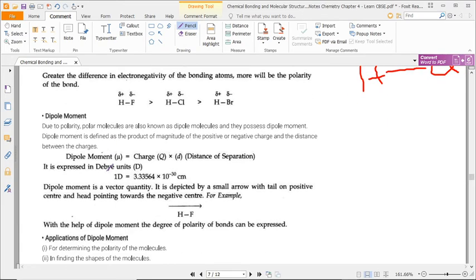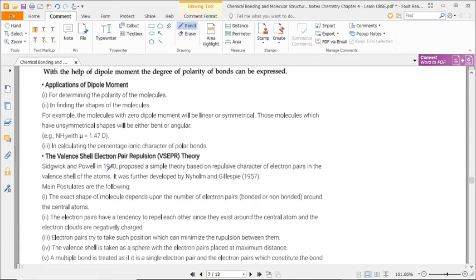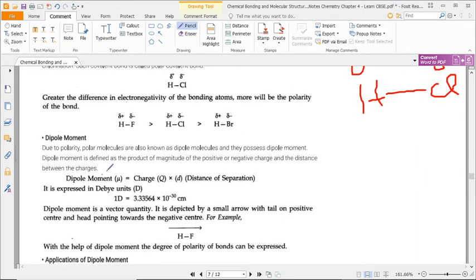Okay. Finally, dipole moment. So what is dipole moment? Due to the polarity, the polar molecules are also known as dipole molecules because they have two poles, right? So they are polar molecules, they are dipole molecules, and they possess a dipole moment. So what is dipole moment? You can measure the amount of the charges, how far it is polar. The measurement of how far the atoms are polar is called the dipole moment.